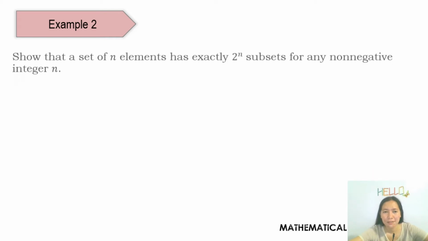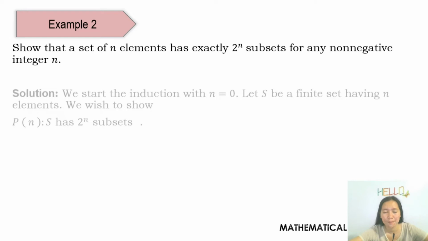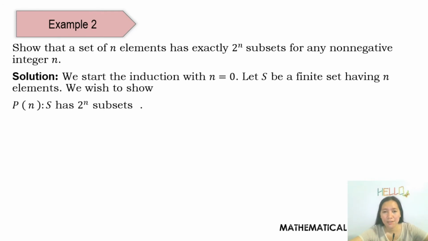Second example. Show that a set of n elements has exactly 2 raised to n subsets for any non-negative integer n. We start the induction process with n equals 0. Let S be a finite set having n elements. We wish to show that S has 2 raised to n subsets. So P of n must have 2 raised to n subsets.